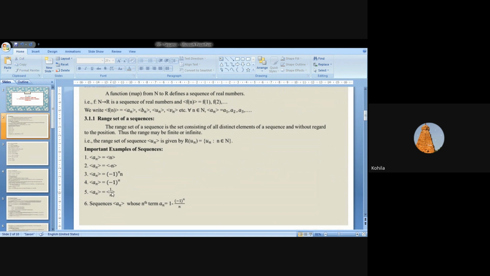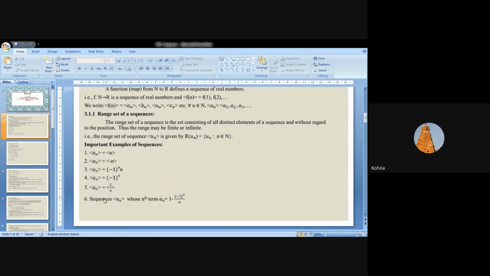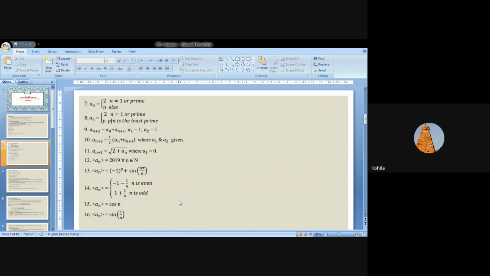a_n equal to 1 by n. Then the sixth one is a_n equal to 1 minus (minus 1) power n by n. And the seventh one is when the position is a prime number you have to put 2, and in any other case you can put n, that is the nth position. Can anyone tell the sixth position of this sequence?